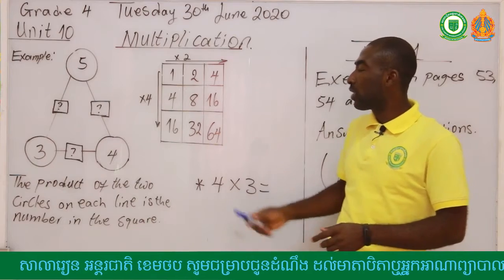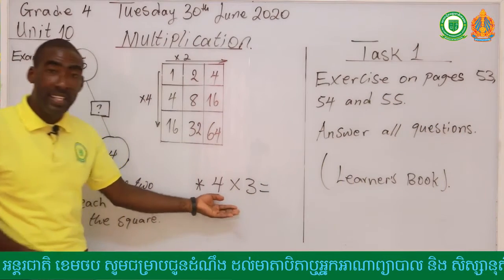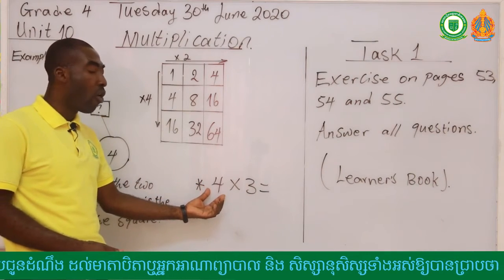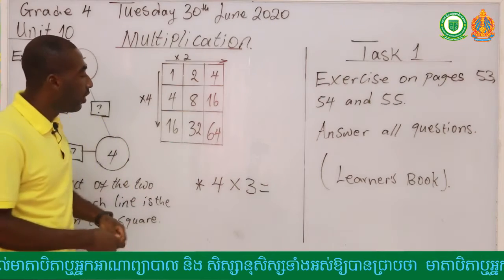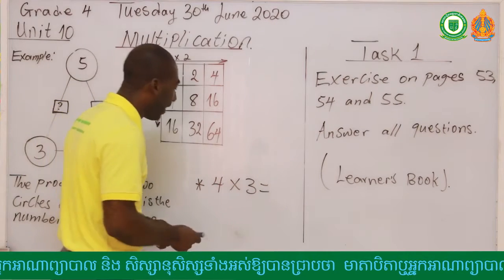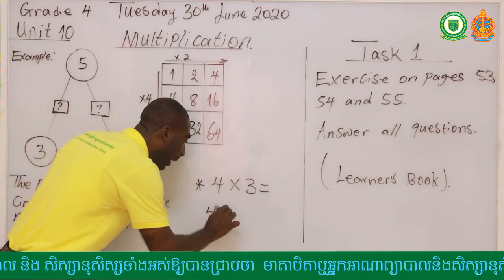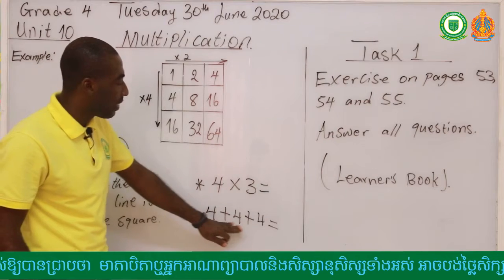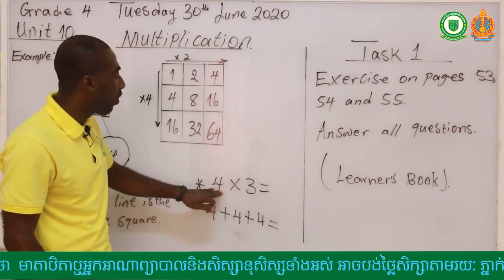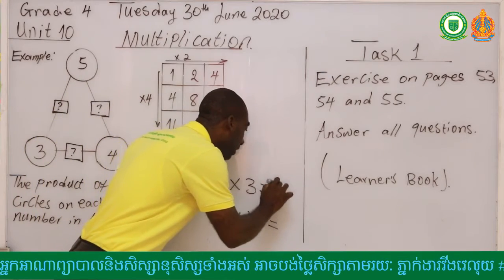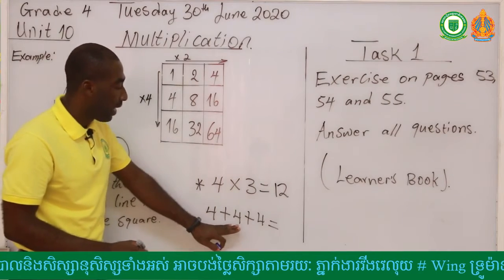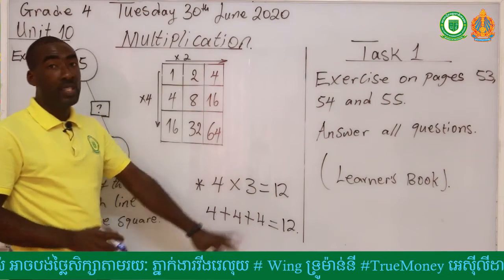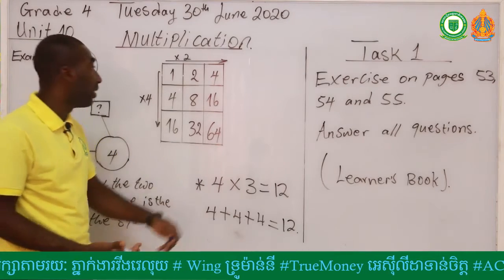Okay, so let's look at our usual one. Our usual example: 4 times 3, which means we are counting 4 in 3-fold. So 4 times 3 actually means 4 plus 4 plus 4. So 4 plus 4 plus 4 means 4 times 3. This will give us 12, and 4 plus 4 plus 4 will also give us 12. So this is what we know about multiplication.